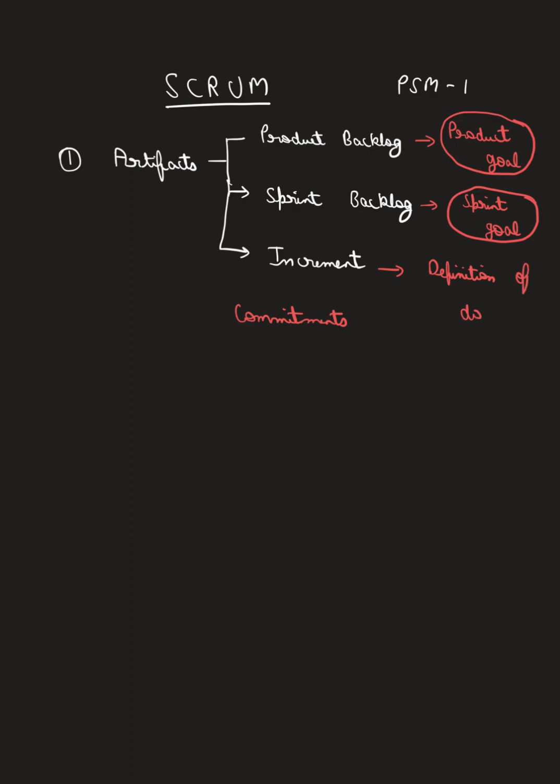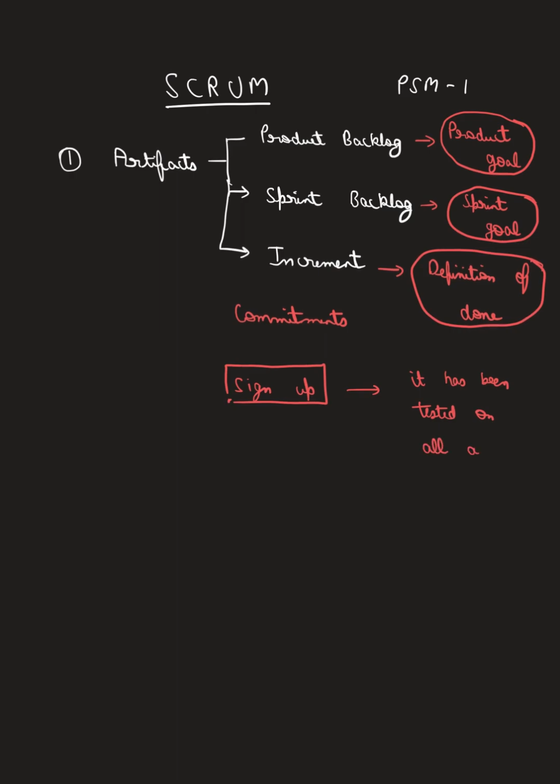Definition of done is something like how you will accept the development. Okay, let's say you are developing a sign up feature, just one example. Then the sign up feature will have a definition of done, that it has been tested on all apps. This is the definition of done. Why is definition of done very important?